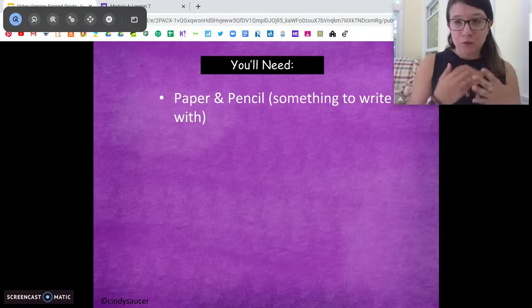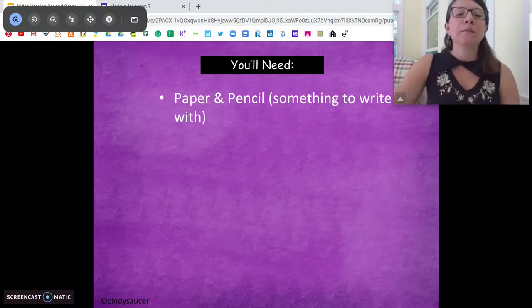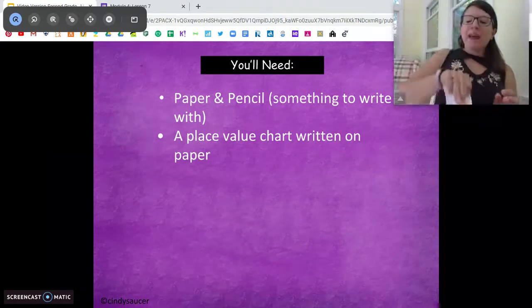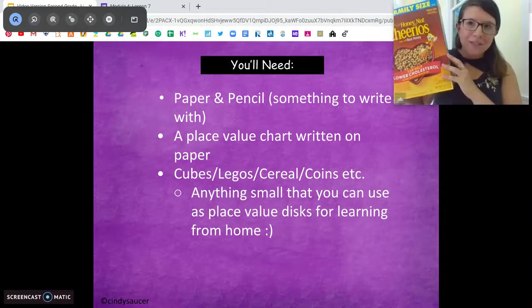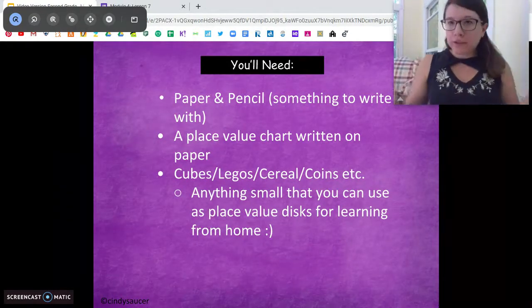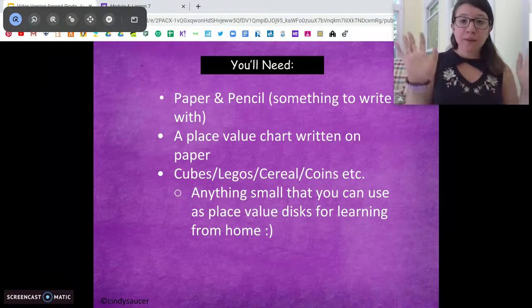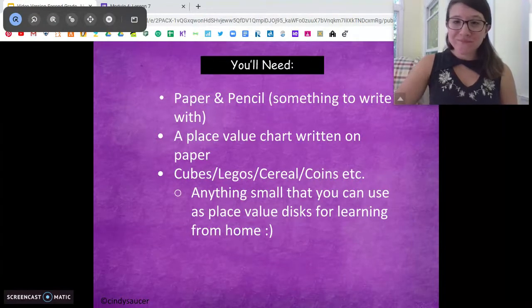So today, as usual, you're going to need paper and pencil, something to write with, something to work through your problems with, a place value chart, and then your place value discs. Anything you've been using at home. I got my Cheerios again. Whatever you've been using at home for your place value discs, go ahead and grab those. Grab all those things, pause the video, and come back when you're ready.